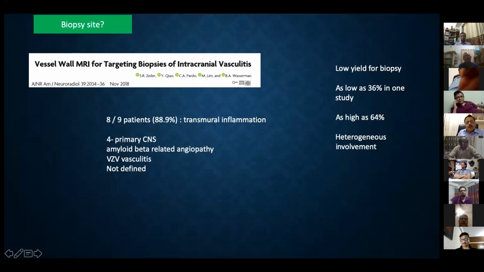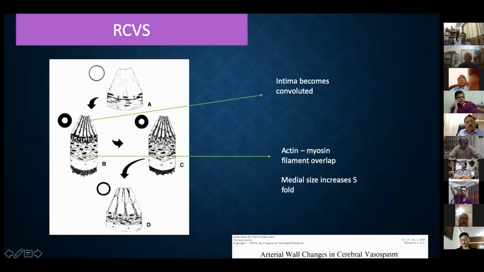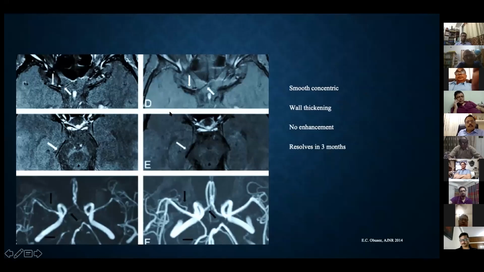We have discovered RCVS, reversible cerebral vasoconstriction syndrome. In these cases, the media becomes much thickened, but there is not much inflammation. These are the pre and post contrast images. What we can see is there is no enhancement, although the arterial wall is thick. And on follow-up, it resolves by itself. While in vasculitis, this would have been densely enhancing, and on follow-up would have remained so as well. It doesn't resolve by itself.